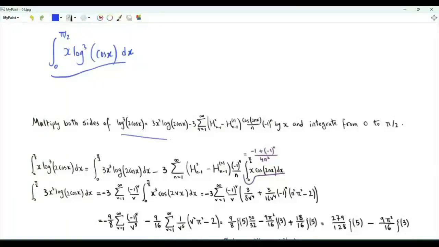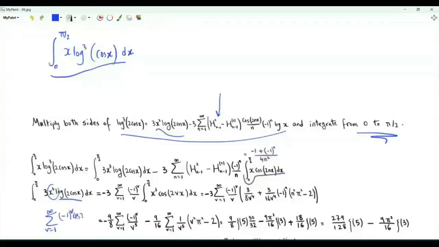We are interested in this integral and we have this identity. We multiply both sides by x and integrate from 0 to pi over 2. Regarding the series, we do term by term integration. When this part is multiplied by x, x squared becomes x cubed. Log 2 cosine x is summation over positive integer v of minus 1 to the v cosine 2vx over v. Swap the order of integration and summation.